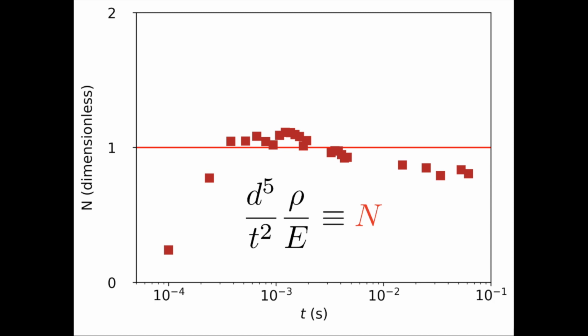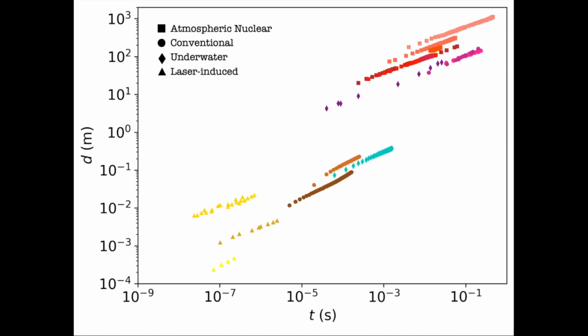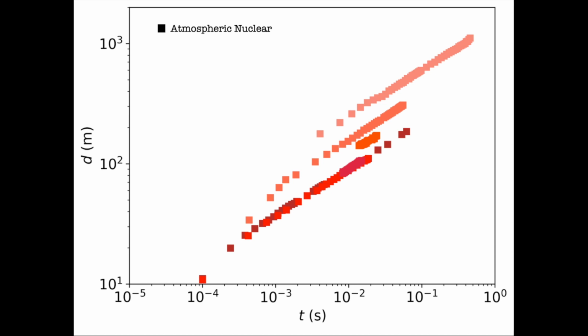Now, looking beyond Trinity, the last episode collected a bunch of datasets of explosions, which are represented here in a plot of the radius r versus the time t. For each explosion, we have a constant value of input energy and ambient density. So for each explosion, we can compute the value of the Taylor-Sedov number and represent its evolution over the course of the explosion. Let's look first at atmospheric nuclear explosions.